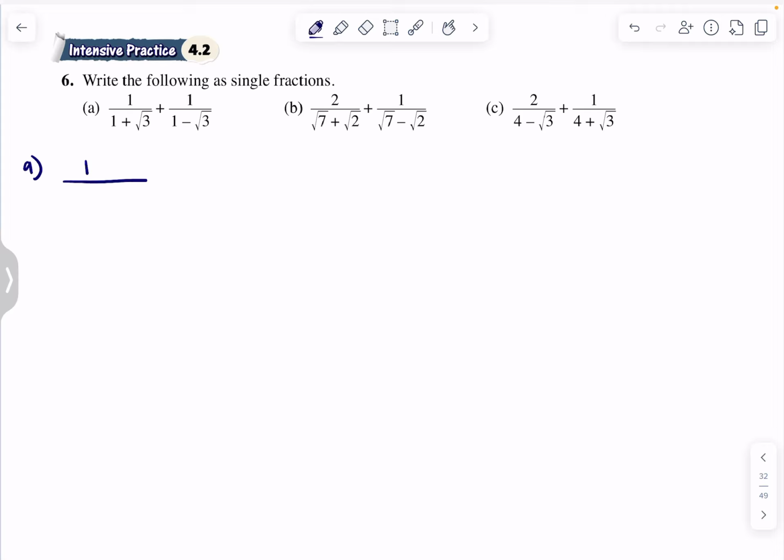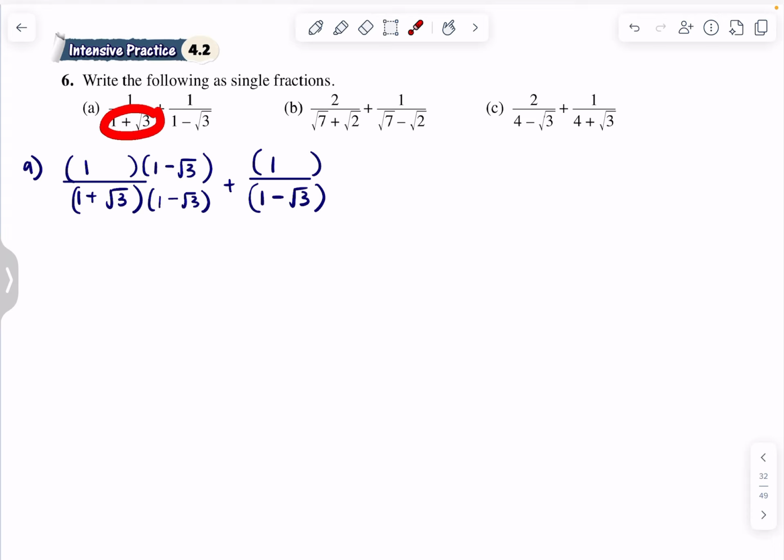So 1 over 1 plus √3, we have to multiply with 1 minus √3, 1 minus √3. We multiply this denominator with this and this. Plus, now this one, 1 over 1 minus √3. This one we must times this denominator, 1 plus √3, 1 plus √3.